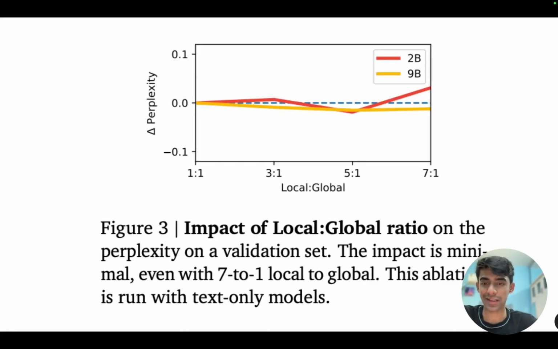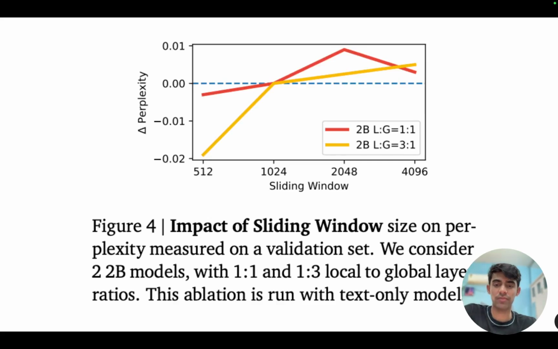Now, ablations, the main fun part. This is the global and local ratio for the attention part, on the perplexity of a validation set. You can see the 5:1 ratio was performing well. The 7:1 is also performing, I would say, decently, but for the 2 billion one, I think it's not performing that well.